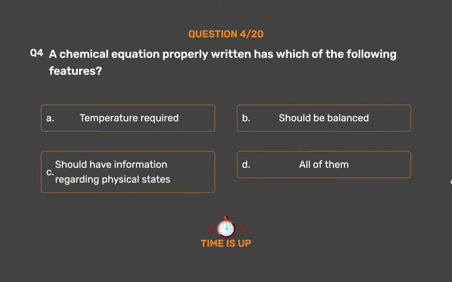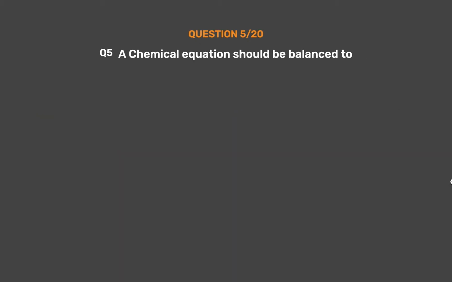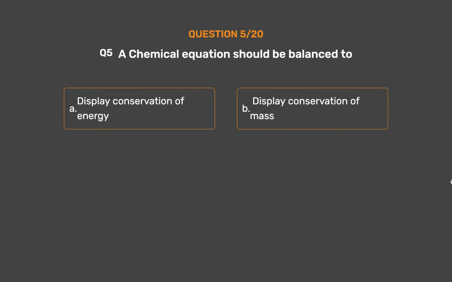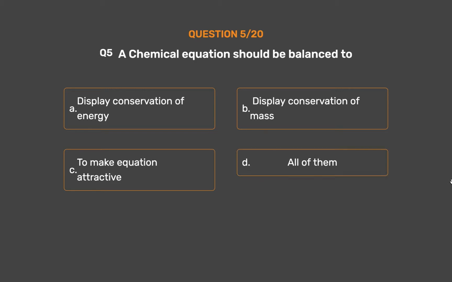The correct answer is Option D. All of them. Question number 5. A chemical equation should be balanced to Option A. Display conservation of energy. Option B. Display conservation of mass. Option C. To make equation attractive. Option D. All of them.